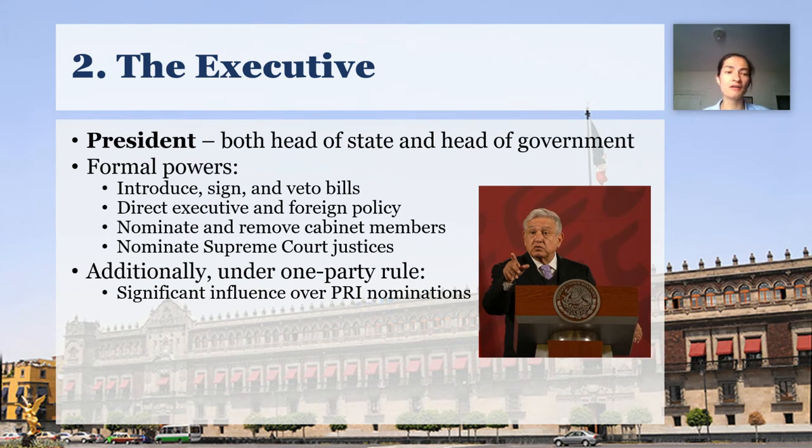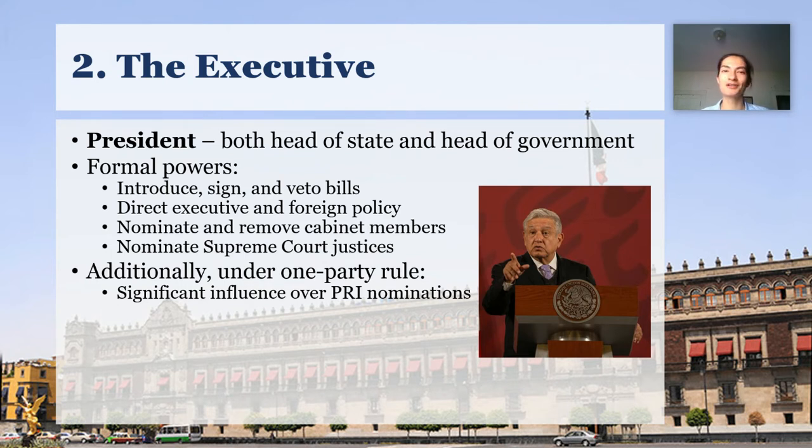At the presidential level, the president's power to nominate his successor, who he's pretty sure is going to win the election because one party always wins the election, is known as the dedazo, which I think literally translates to something like the big finger or the big thumb, as in I'm going to point at you and you're going to be the next president of Mexico.